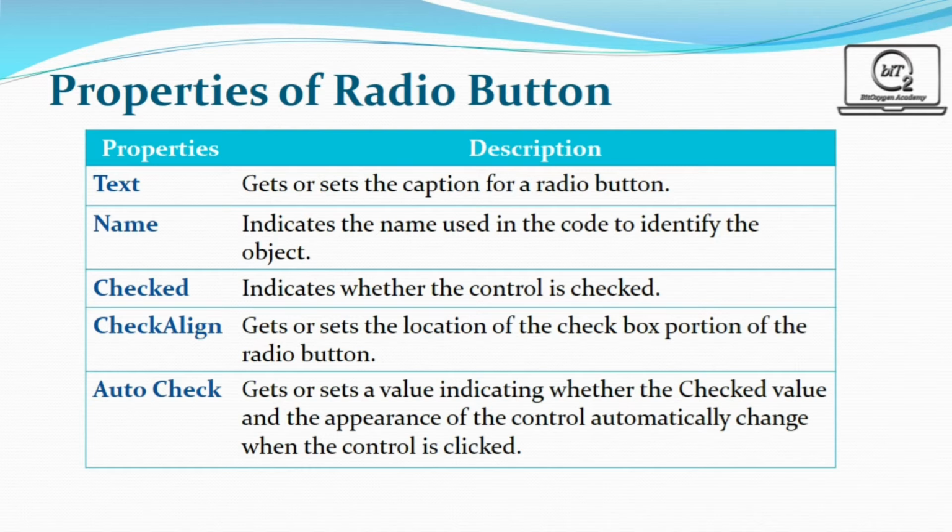Some of the events of the radio button control are CheckedChanged and AppearanceChanged. CheckedChanged event: when the value of the Checked property of the radio button control is changed. AppearanceChanged event: when the value of the Appearance property of the radio button control is changed.